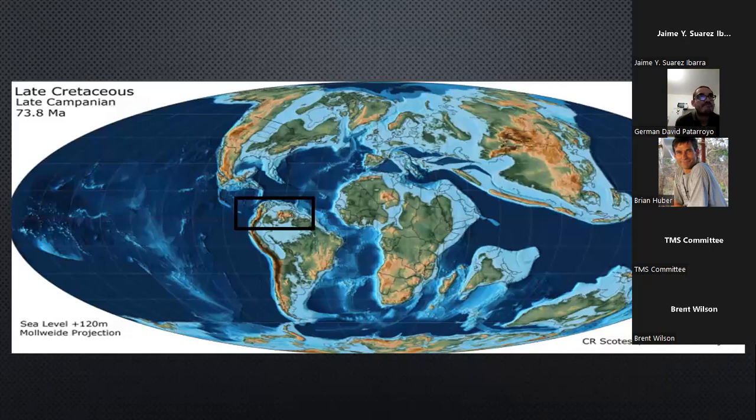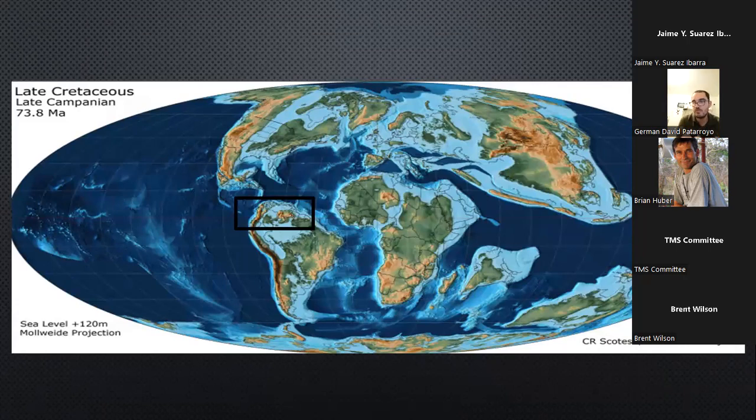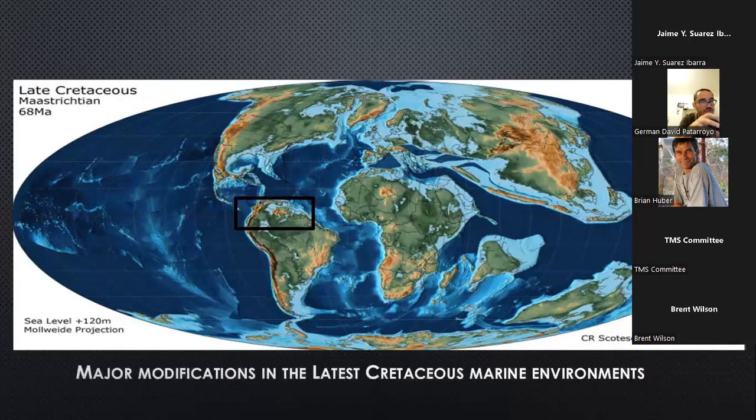I think the most relevant aspect when we talk about the late Cretaceous in North and South America is that in a short amount of time we have a really drastic change in the marine conditions, and this change is related mostly to two causes. One of them, of course, is the global sea level fall that we have at the end of the Cretaceous, and in the case of South America, the earliest stages of the Andean orogeny. These two aspects are causing major modifications in the marine conditions.